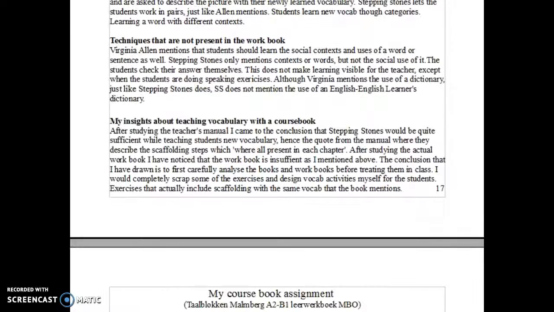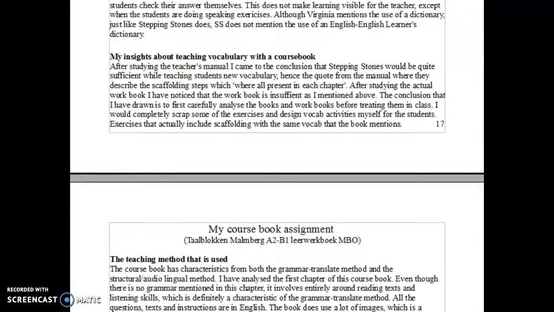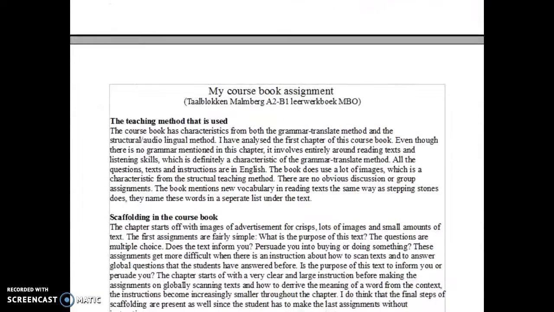So my insights, my actual conclusion after analyzing this book, is that as a teacher, you really should make complementary activities if you decide to teach from a book like this. For the course book assignment, I analyzed another course book. It's called Taalblokken. It's an MBO book from Malmberg.